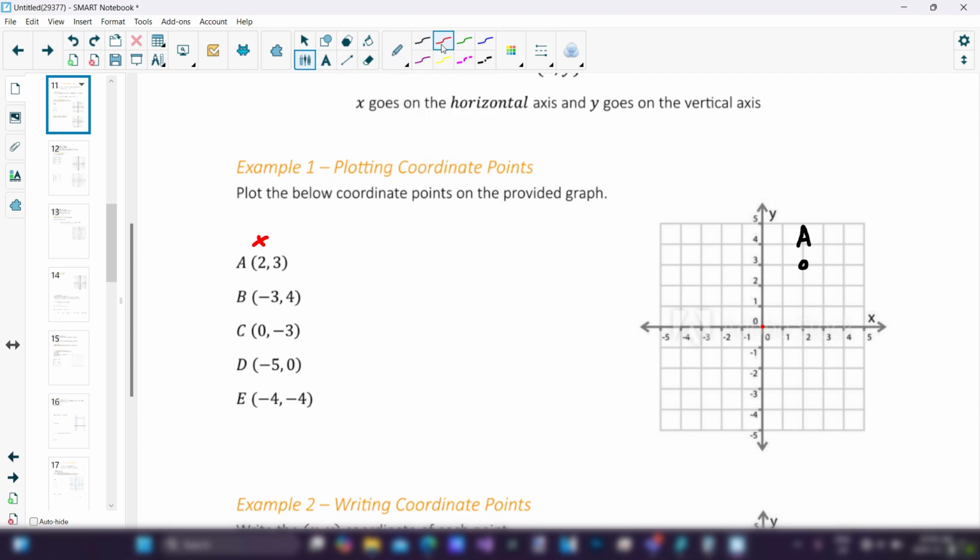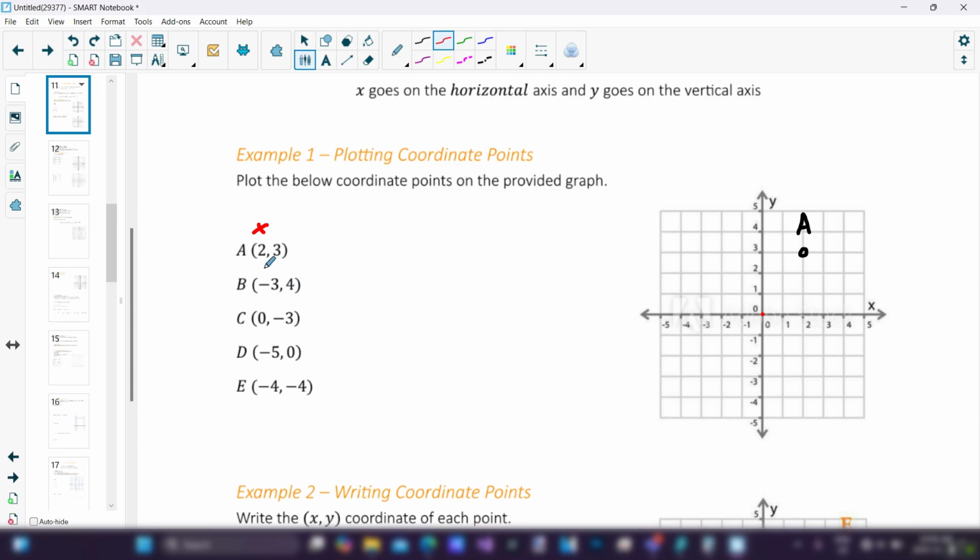Let's do one more quickly. Let's do B together. So remember, X is first, and this time we're not going to positive 3, we're going to negative 3. So when I start at my origin, I gotta go 1, 2, 3 to the left. So there's my X coordinate. And then I'm still positive 4 in the Y, so I'm going up 1, 2, 3, 4. So there is my B coordinates.